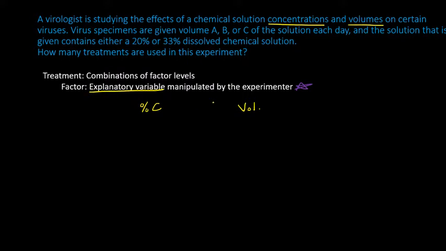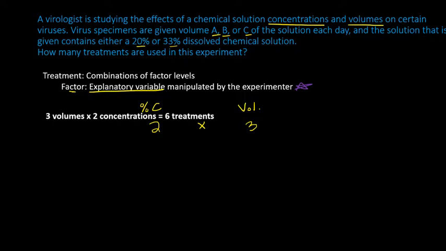This virologist thinks that depending on the concentration and the volume, it's going to change the way the virus responds. So these are our explanatory variables manipulated by the experimenter. These are our factors, concentration and volume. So a treatment is the combination of factor levels. This virologist is varying the volume and varying the concentration. We have 3 different volumes, A, B, and C, and we have 2 different concentrations, 20% or 33%. So to figure out the number of treatments, we multiply together, and we find that there are 6 treatments total.